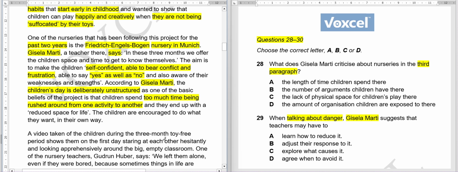But some children may do that particular task in less than 30 minutes, some may need more than 30 minutes, so they are being rushed from one activity to another. What it results in is that they end up with reduced space for life. So the children now are encouraged to do what they want and in their own way. We are not forcing children to do the stuff that we want them to do. They are doing stuff that they want to do themselves and in their own way.